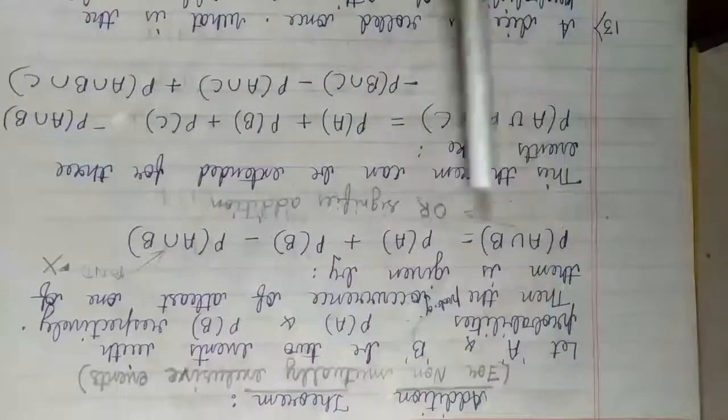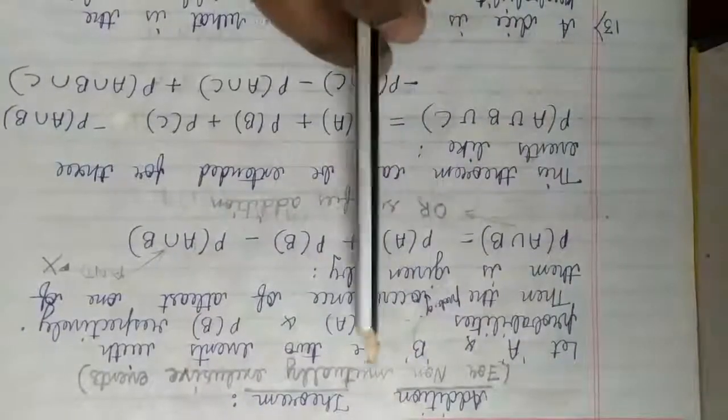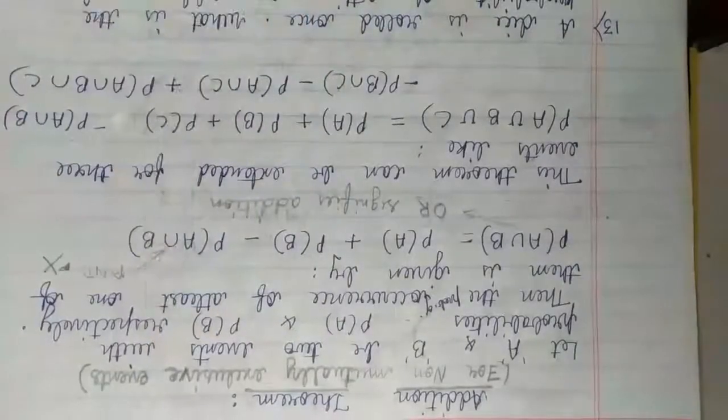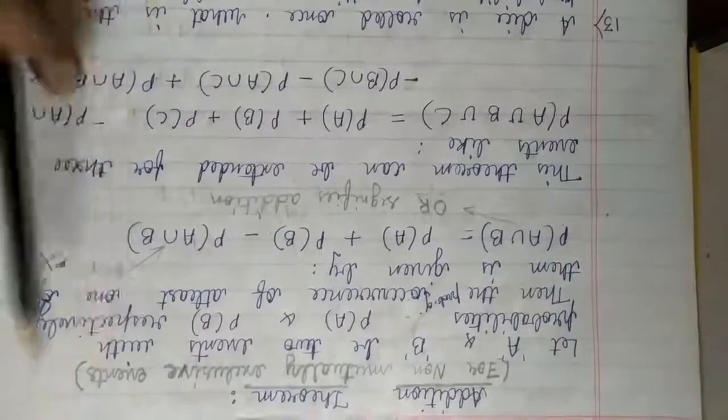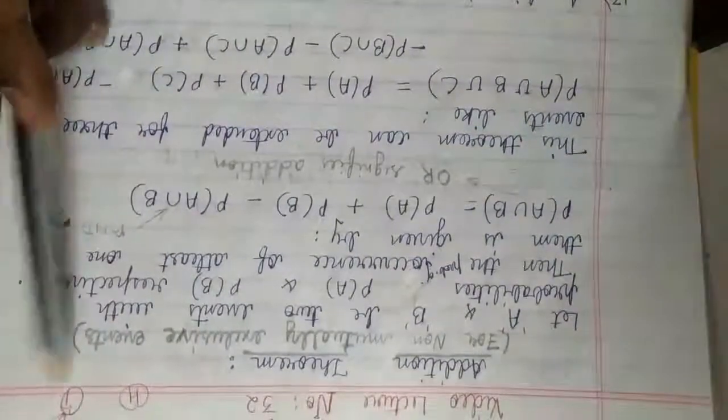Now this probability, that is the addition theorem, is applicable only for non-mutually exclusive events, that is those events which can occur at the same time. Heads and tails cannot happen at the same time, so these are mutually exclusive events.